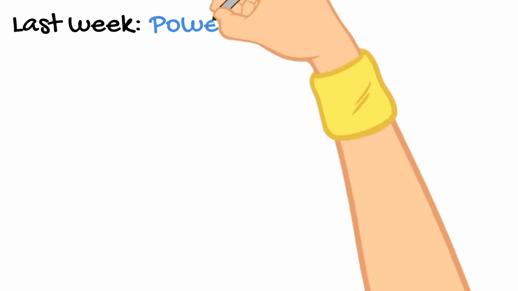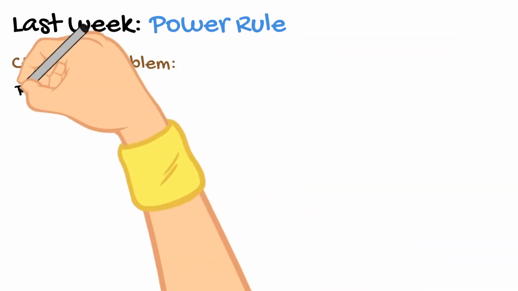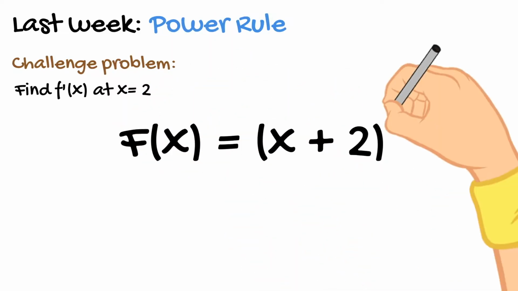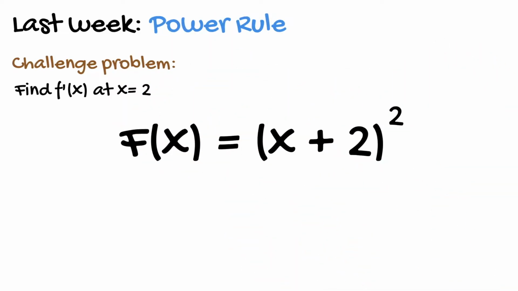Last week we covered the power rule, and I left you with the challenge problem. Calculate the derivative at x equals 2 of (x plus 2) all squared. This shall be our starting point for today. As we learned in our last video, you can use the power rule to calculate the derivative of this function.